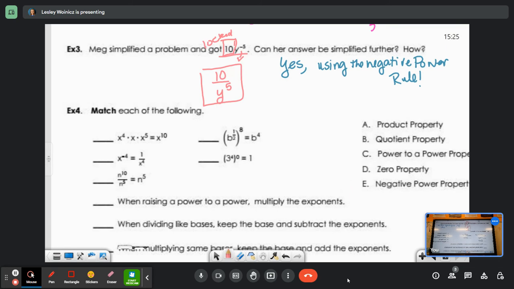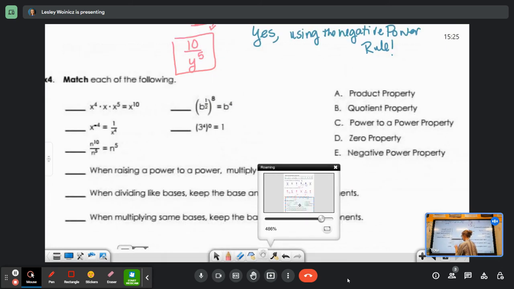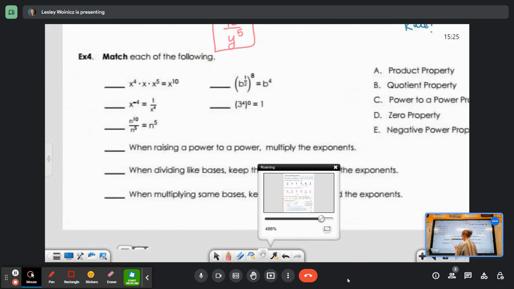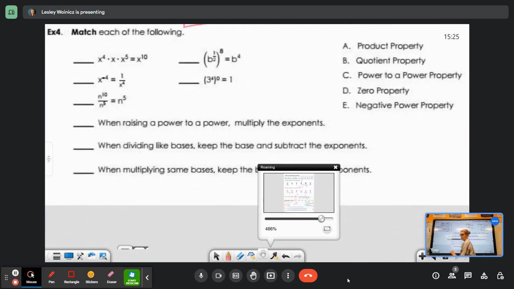Okay. All right, so I want you guys to see if you can match up the ones at the bottom. Match them up. We're going to use them more than once.